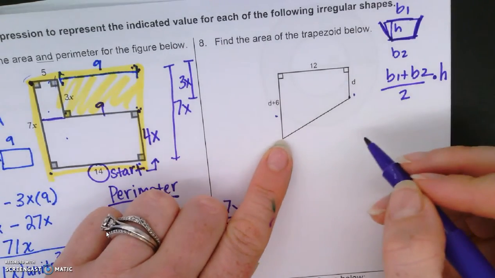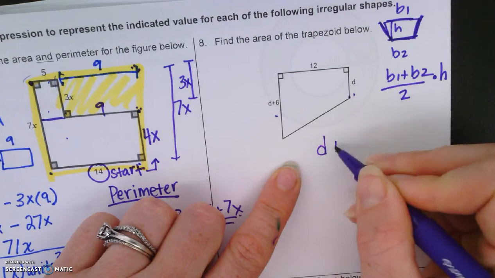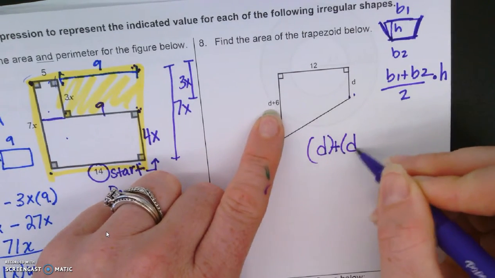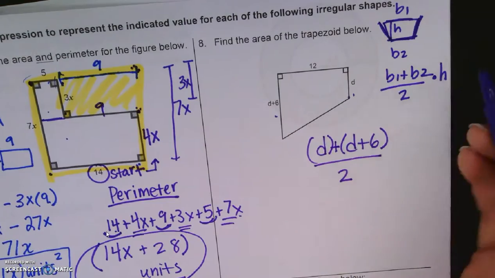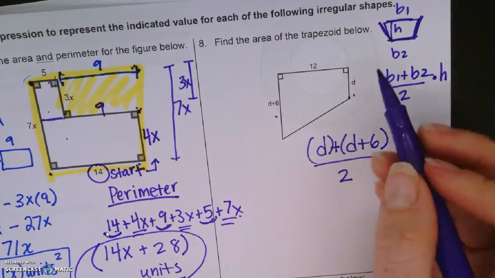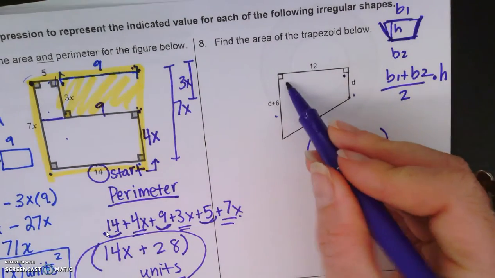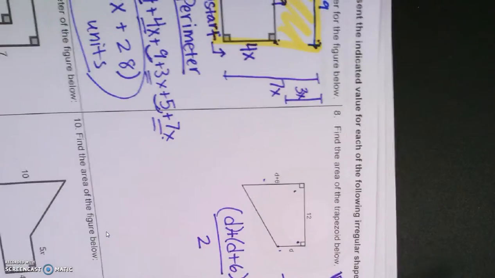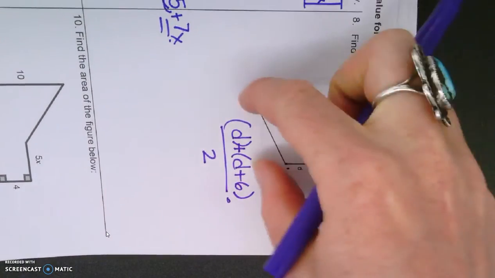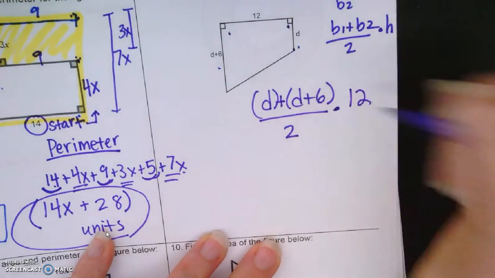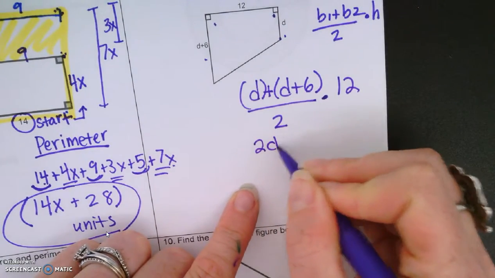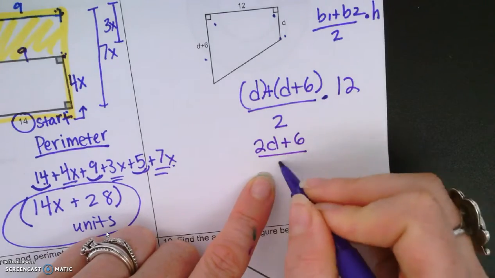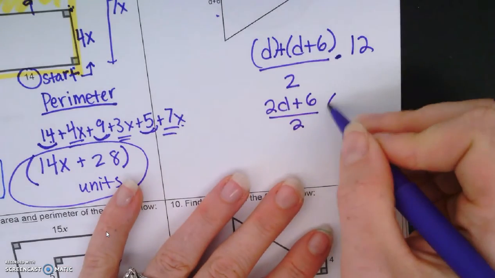So I'm going to add up my bases, which is D and D plus 6. I'm going to take half of those and I'm going to have to multiply by the height. Remember, the height meets the base at a 90-degree angle, which means, and maybe you want to rotate your shape, so you can see these are the bases, so 12 must be our height. And I'll multiply by 12 at the end. So 1D plus another D gets you 2D. 2D plus 6 divided by 2, all times 12.